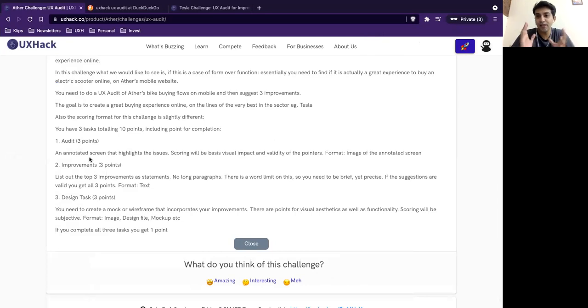Normally we have a 10-point scale for grading every submission, and that's how the leaderboard is drawn out. This time though, we are putting it into three sections. One is an audit, one is improvements, and the third is a design task, right? The intent here is to make it simpler to submit, so you don't have to spend too much time, but you have to do all three. So there's one more point additional if you do all three.